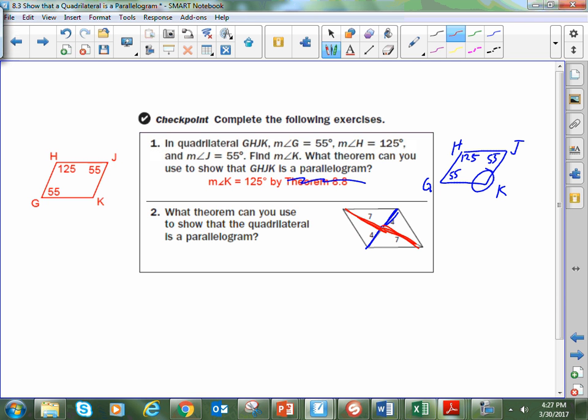Well, the diagonals are bisecting each other. So since I have diagonals that are bisecting each other, that only occurs when I have a parallelogram. The book is asking us, well, that would be theorem 8.10, but the reason why it's a parallelogram is because the diagonals bisect each other. That's what makes it a parallelogram.